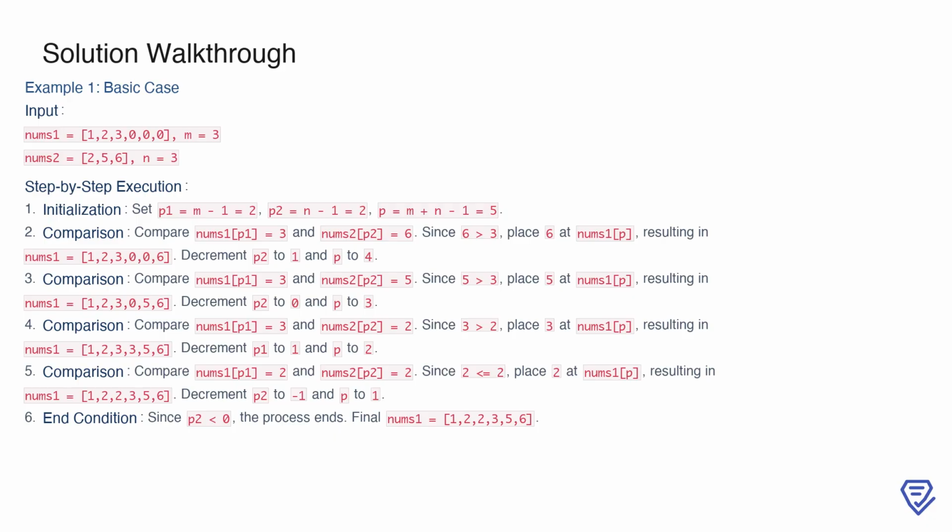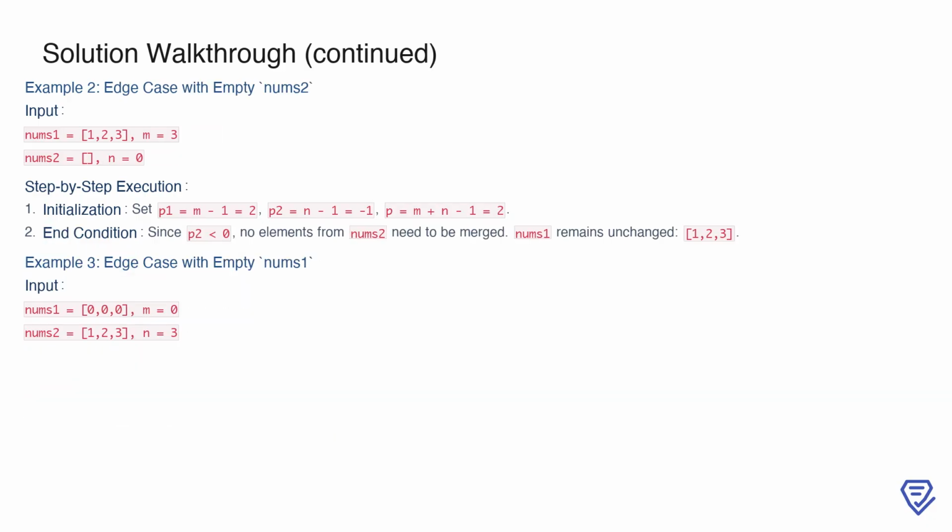When nums1[p1], which is 3, becomes greater than nums2[p2], which is 2, we place 3 at the current position, updating nums1 to 123356. This continues until p2 becomes -1, meaning all elements of nums2 have been merged. The final merged array is 122356. Next, we examine 2 edge cases that illustrate how the algorithm handles special scenarios.